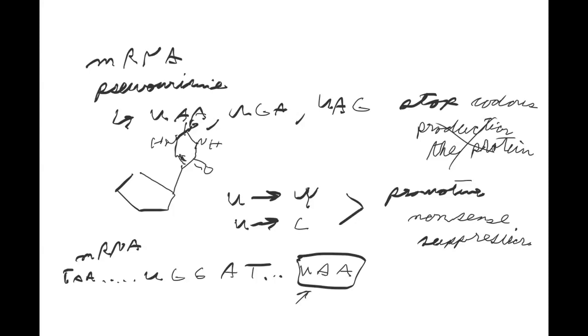Well, this pseudouridine is preventing mutations in that area. So, for example, in our example here, let's say this uridine turned into a pseudouridine. Okay. The probability of this going into nonsense now has gone down.